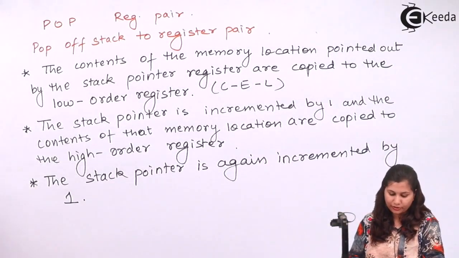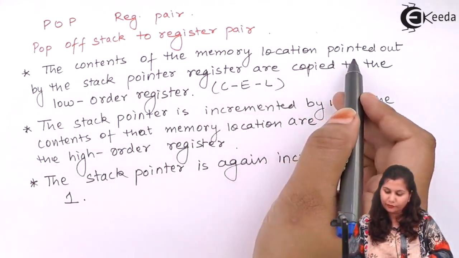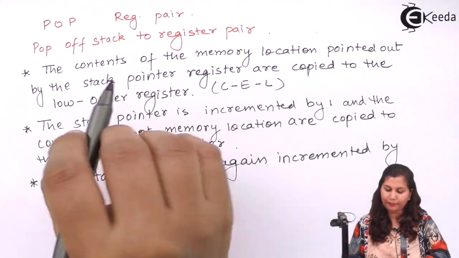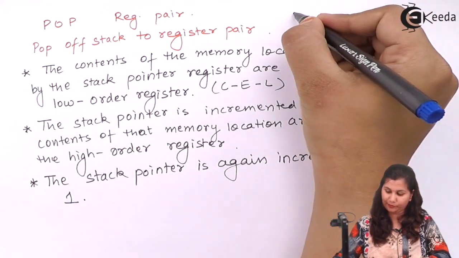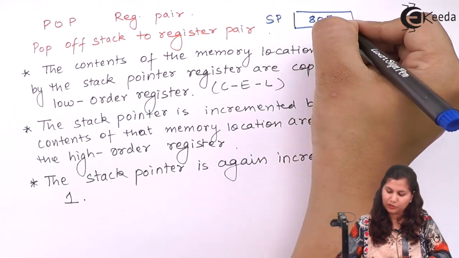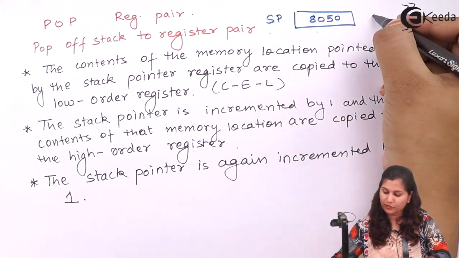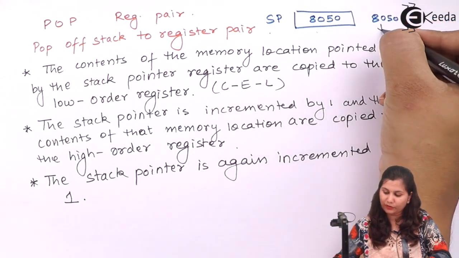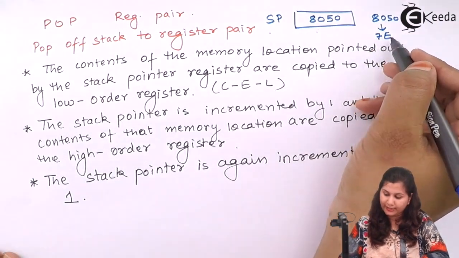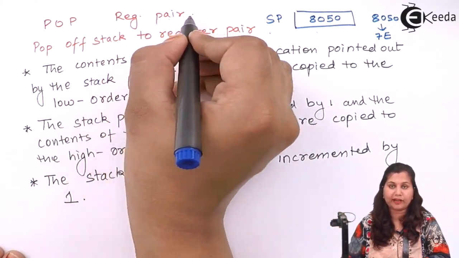So this instruction, it pops off the stack to the register pair. The contents of the memory location, which is pointed out by the stack pointer register, are copied to the lower order register. Now suppose the stack pointer is initialized to memory location 8050. Suppose at 8050 we have the content 7E. So this content will be copied to the lower order register, which is specified here.